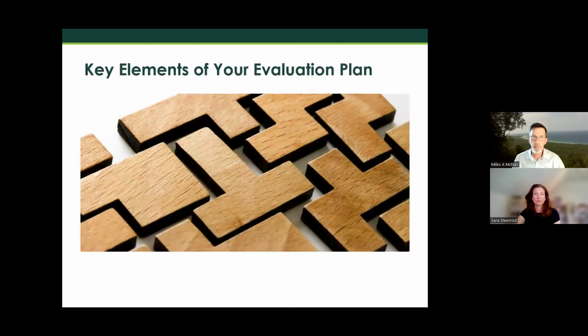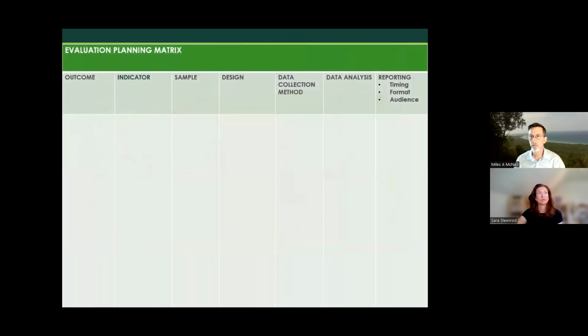So next, I want to talk about the key elements of your evaluation plan. These are the things that every evaluation plan should consider, but not all of them need to show up in your description of your evaluation in your proposal. So I'll highlight which ones I think need to be there. And we're going to use one of my favorite tools, the evaluation planning matrix. The ones I use have a few more columns, but this is certainly enough for today's purpose.